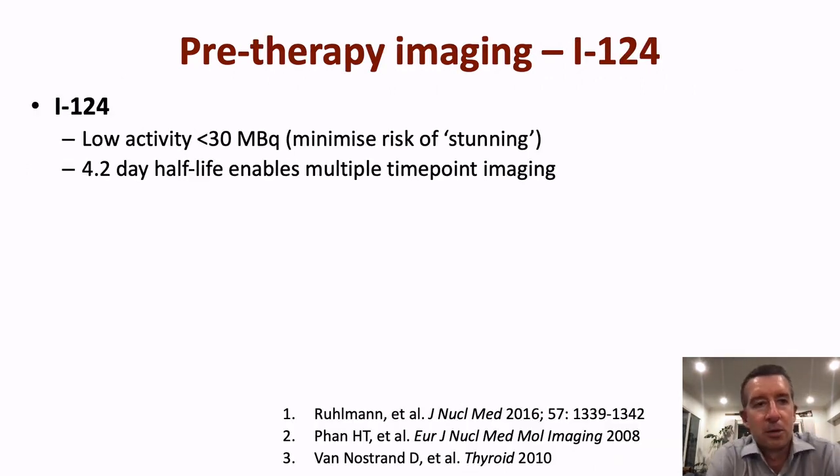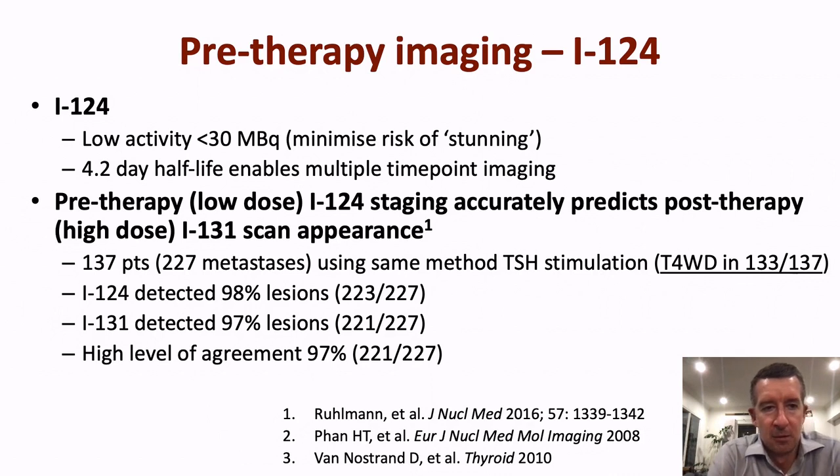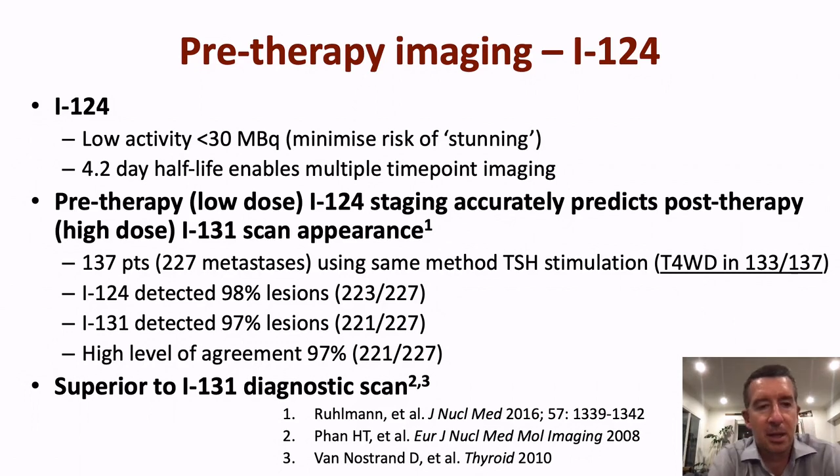In contrast with I-124, when given as a low activity, there's minimal risk of stunning. And from this large study out of Germany, it's shown that a low-dose I-124 PET accurately predicts a post-therapy high-dose I-131 scan. So this is a study of 140 patients with nearly 230 metastases, where the same method of TSH stimulation was used, and it showed a very high level of agreement of 97%, confirming its use in this setting and clearly superior to an I-131 diagnostic scan.